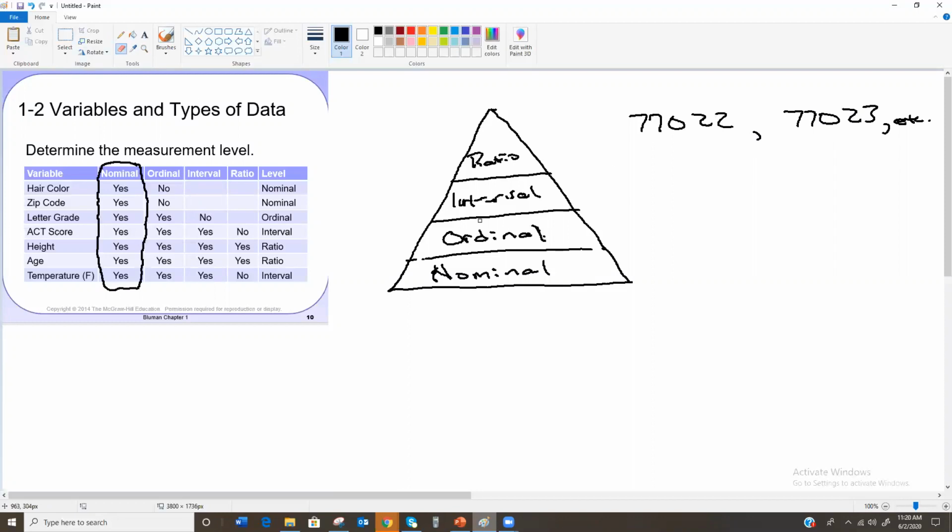And so it doesn't reach the ordinal level because the order doesn't mean anything. So you were exactly right. It doesn't really match where you are in the geography of the United States. Does that make sense? Are you guys okay with why that number is not ordinal?